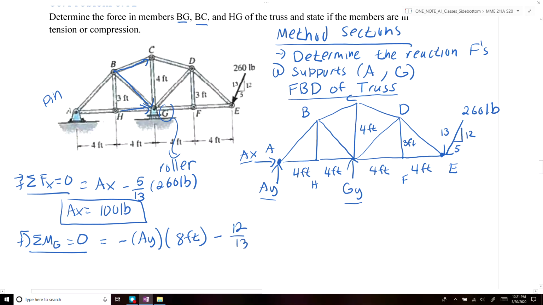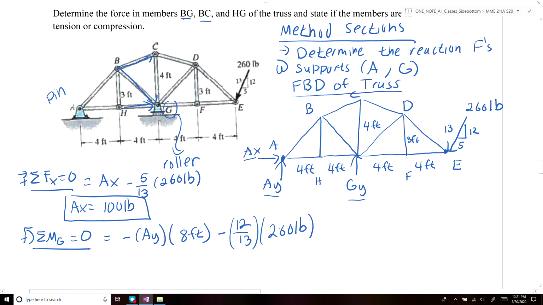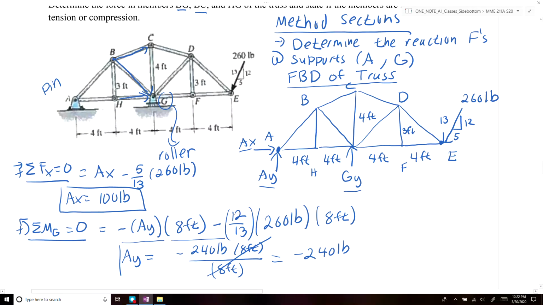So it's the y component of the 260 pound force times the length between point G and point E, which is 8 feet as well. If we rearrange this equation to solve for AY, AY is going to be equal to negative 240 pounds times 8 feet divided by 8 feet. The 8 feet will cancel out and we'll just get minus 240 pounds. So we're left with our only unknown in this situation being GY.